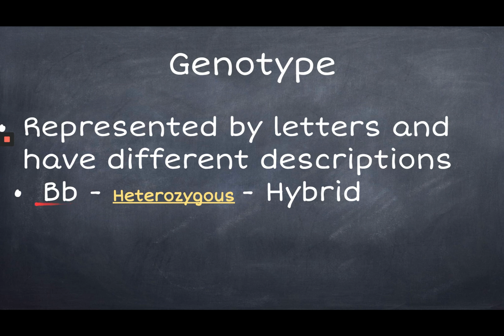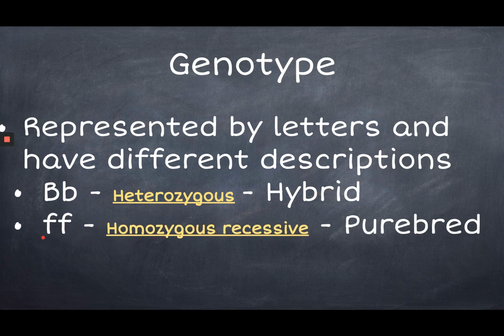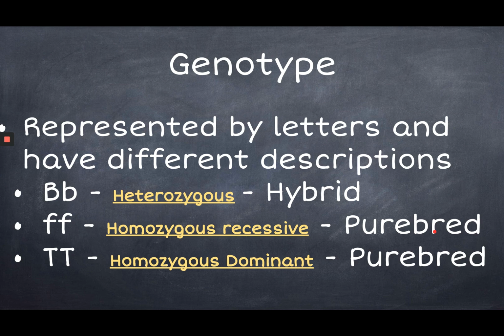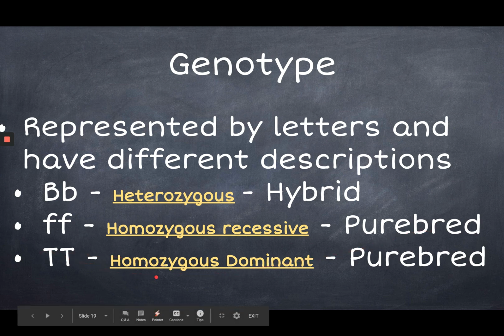Well, because they are different alleles, we call that heterozygous. Sometimes we call these individuals hybrids for that trait. Other times you could get two of the same recessive allele, right? Homo means same. So if you have the same recessive alleles, then you're homozygous recessive. You might also call this individual purebred. The same can be said if you've got two dominant alleles, right? Then you're homozygous dominant for that trait. That's your genotype, and you would also call that purebred.